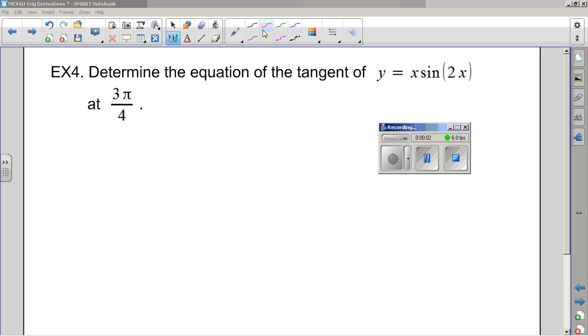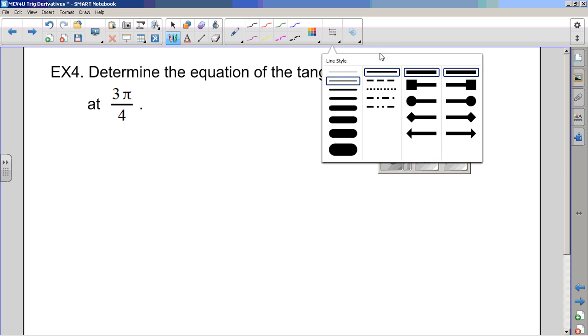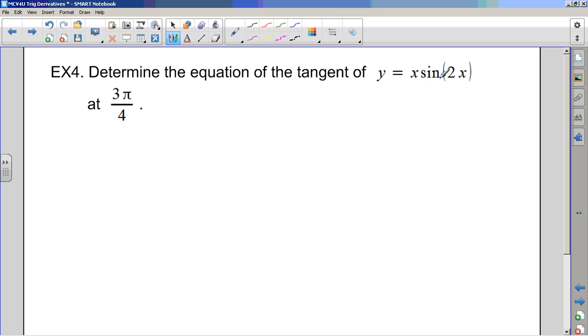And back for part two. Another typical calculus question where we've got to find the equation of a tangent, this time to this maybe nasty function, we don't know.